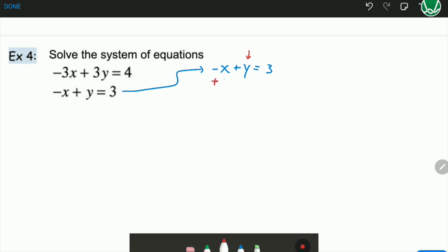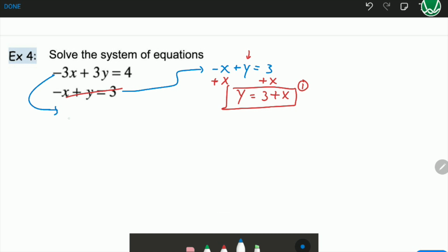So I'm going to add x to both sides. Get y equals, well, 3 plus x is just 3 plus x. So the first step for substitution is done. I'm going to cross out the original equation so I don't accidentally use it. Now we're going to go to our other equation. And we'll replace y with what we found y to be equal to. So negative 3x plus 3 times 3 plus x equals our 4.